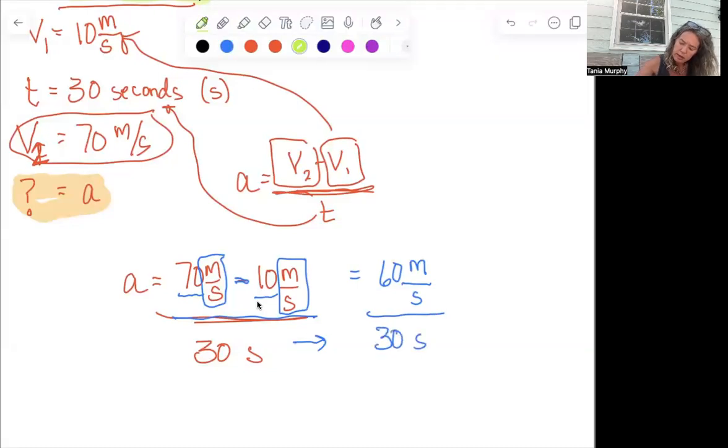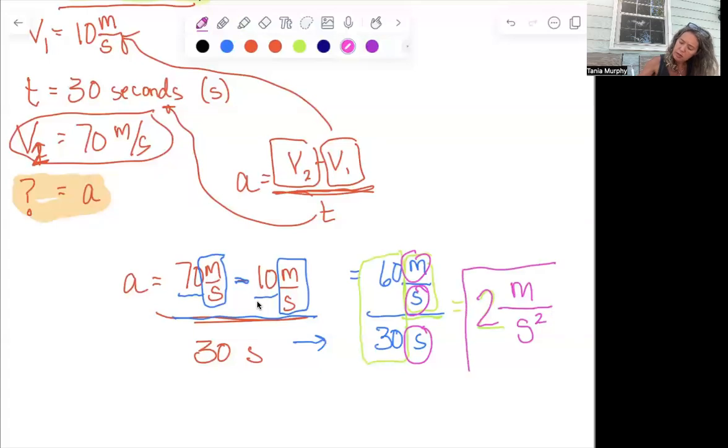All right. Now, I'm going to do 60 divided by 30 equals 2. And I've got a meters per second divided by a second. So notice I've got 2 seconds on bottom. So I'll keep my meters on top, and I'll put 2 seconds on bottom. So my answer is my acceleration is 2 meters per second squared.